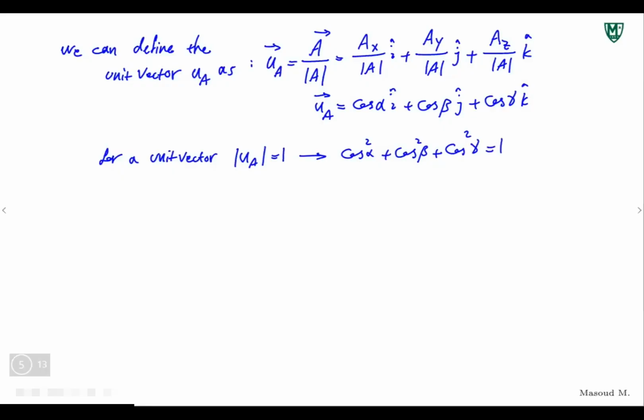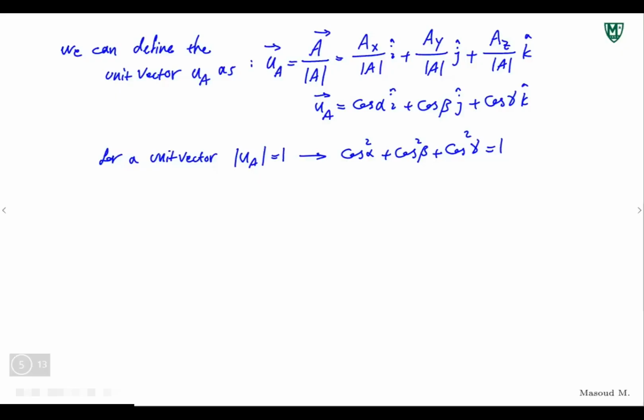Because that's the definition of magnitude, right? You can put the square root here, but the square root of 1 is 1, so I just squared both sides. So this is also something to remember. Sometimes we are in a situation where we know two of the angles that the vector creates with different axes, and we can find the third one using this relationship.